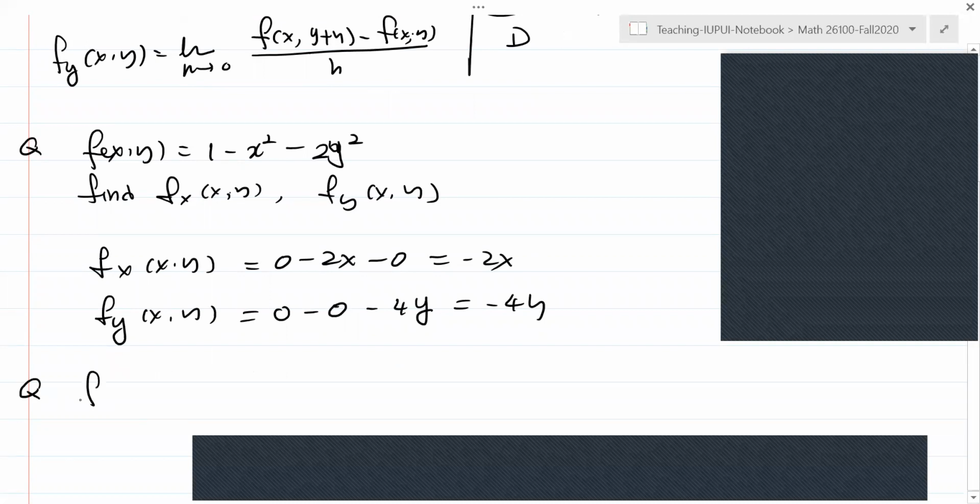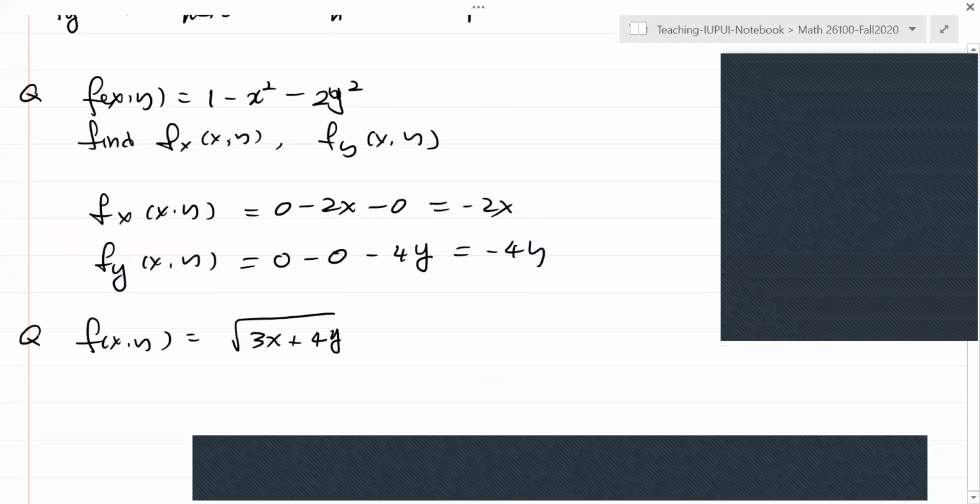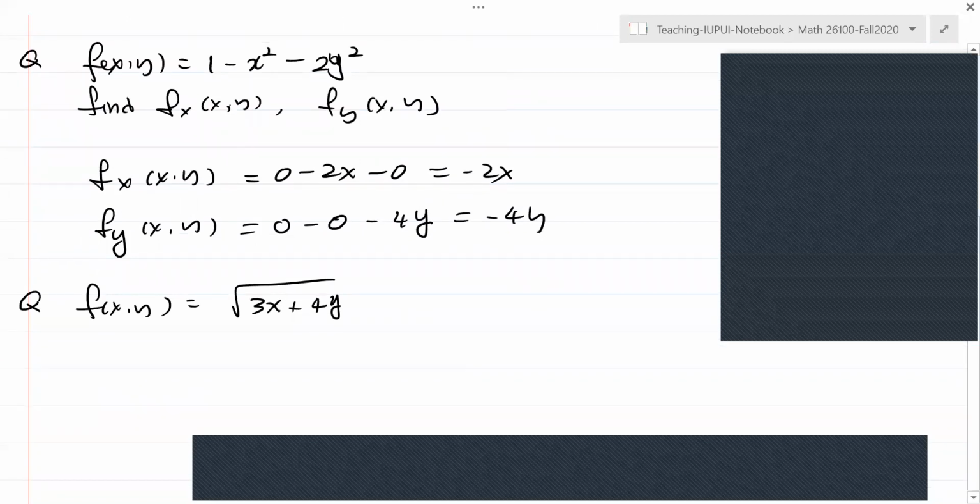Given the function, like the square root of 3x plus 4y, for example, we want to find the partial derivative with respect to x and with respect to y. The function can be written as 3x plus 4y to the power 1/2. So use the chain rule. The partial derivative with respect to x.